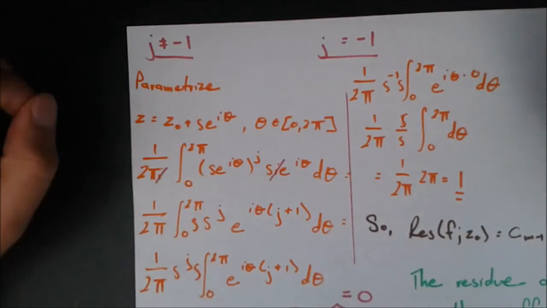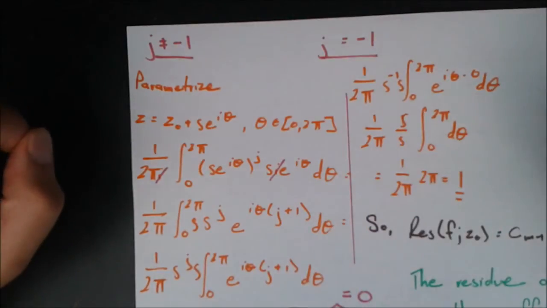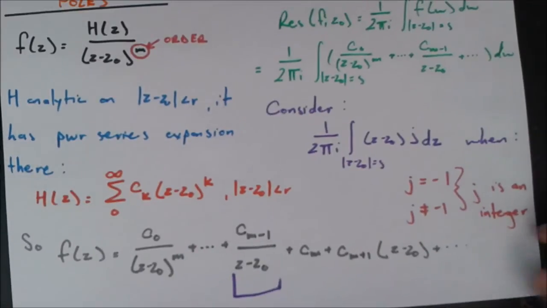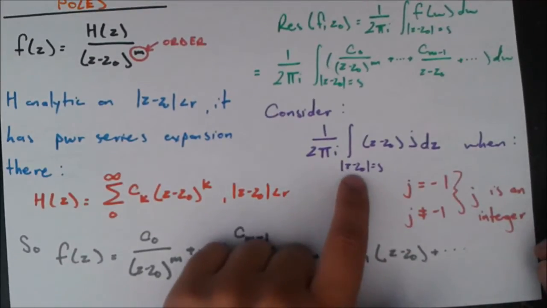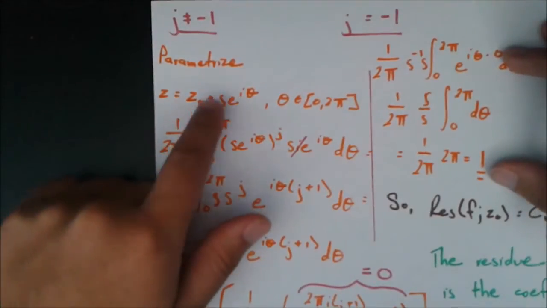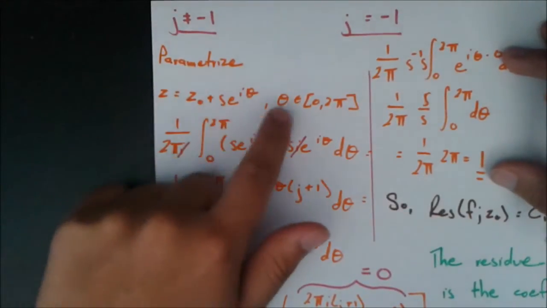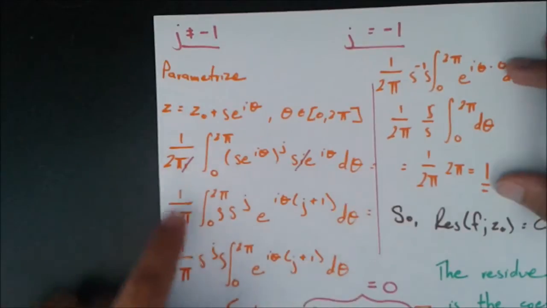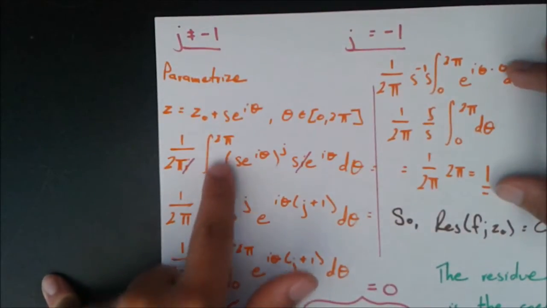So the first step is going to be to parametrize. We learned about how to parametrize the circle. So the contour, or the curve that we are integrating around, is going to be the circle modulus z minus z0 equals s. And we learned how to parametrize the circle: it's center plus radius times e to the i theta, where theta goes from 0 to 2 pi. So we're going to transform the integral into an integral from 0 to 2 pi.